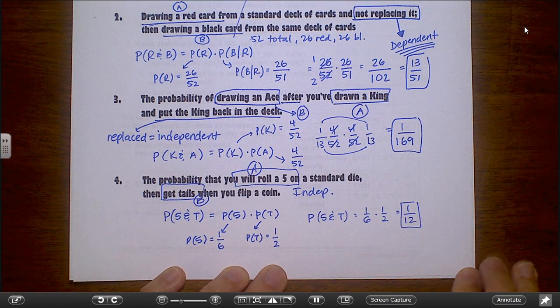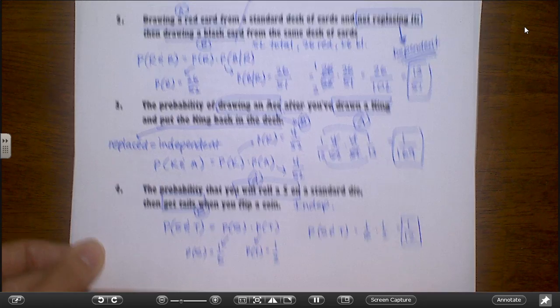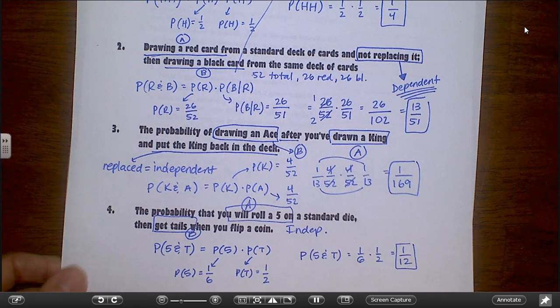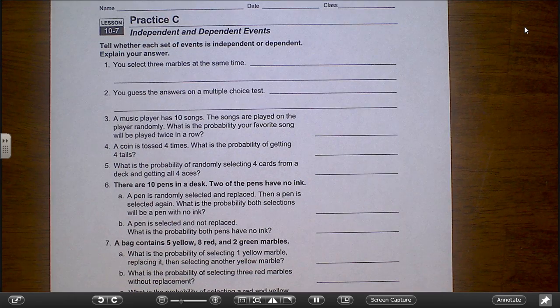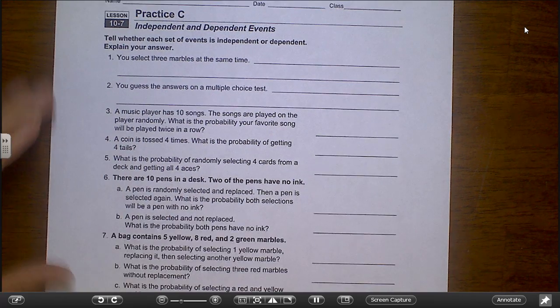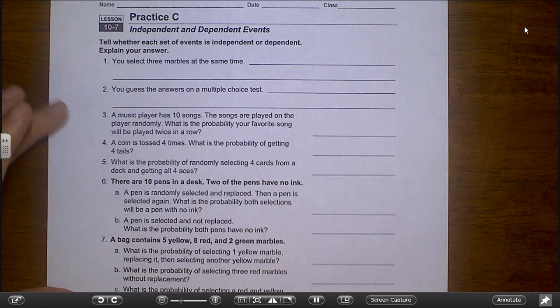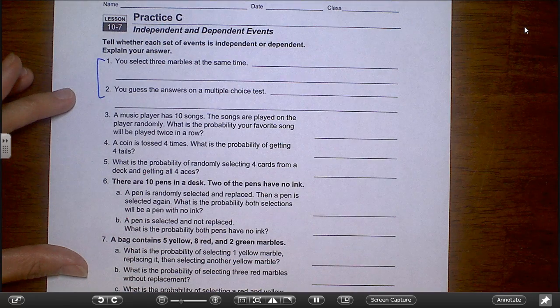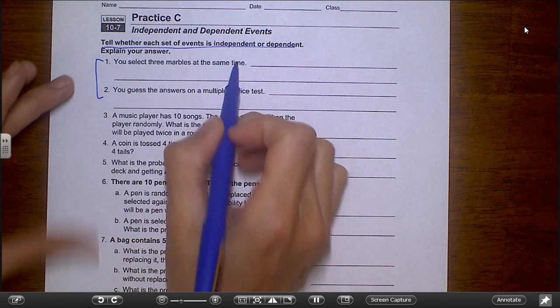All right, so those are pretty easy. The ones that are in Delta Math are a little bit strange because some of them are tables, like two-way tables. So that's why I'm going to go ahead and do this entire sheet so we can really practice this, because sometimes it's a little bit confusing. All right, so remember, you have this out, like I said in the beginning. So 1 and 2, I'm just supposed to tell whether each set of events is independent or dependent.